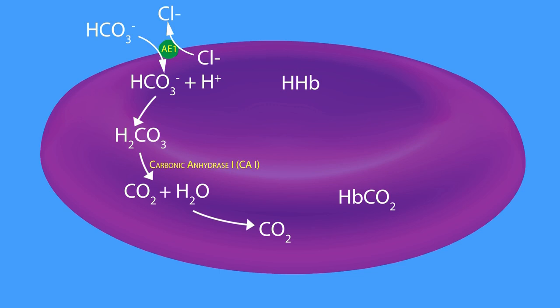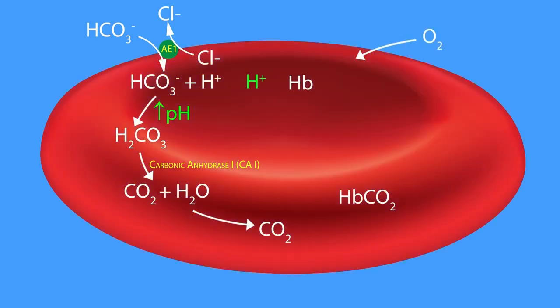As a result, the increase in intracellular bicarbonate ions increases the intracellular pH. Together, the increased intracellular pH and the increased oxygen tension promote the release of hydrogen ions and carbon dioxide from hemoglobin in exchange for oxygen molecules.